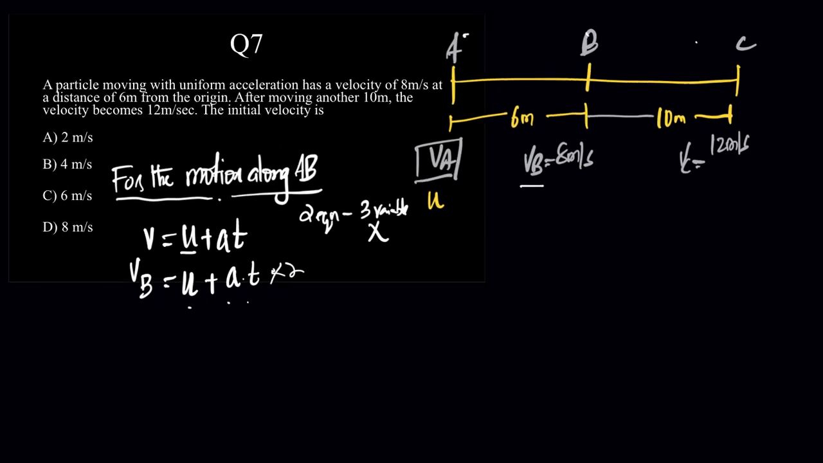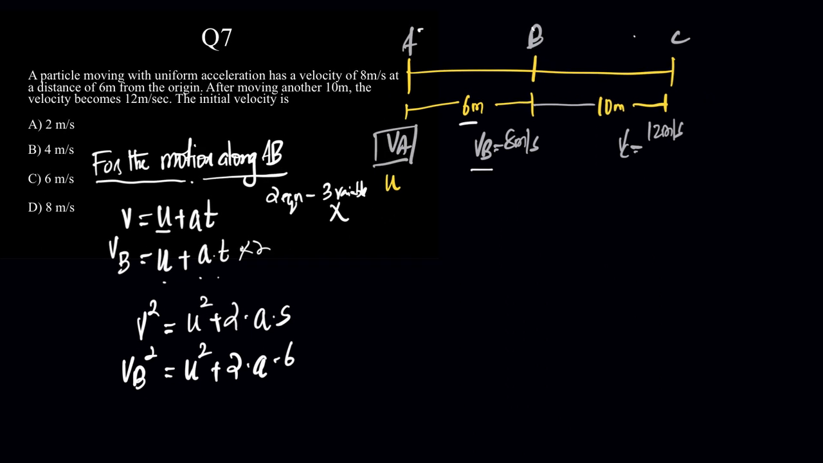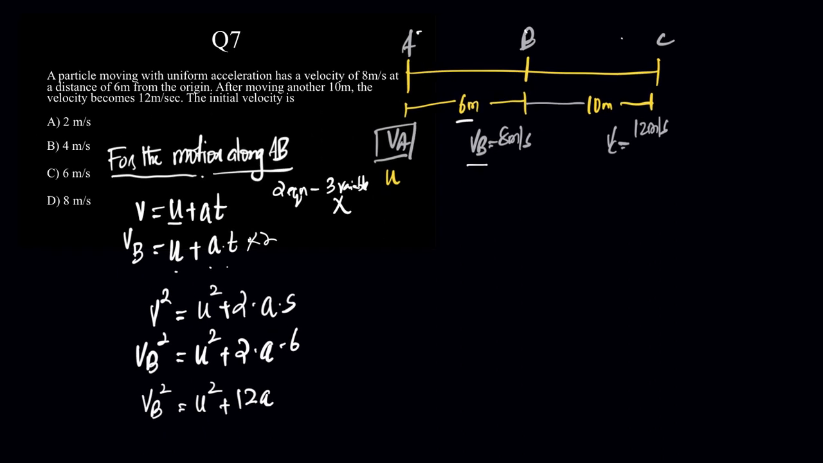Now, let's try choosing one more equation. So we have V square is equal to U square plus 2as. Even if by mistake you chose this equation while solving the question, it really doesn't matter. Now in this equation, V is VB, so VB square is equal to U square plus 2 into acceleration, which is unknown, but s we know because it is 6 meters. So we have one equation which says VB square is equal to U square plus 12a. And VB is given as 8, so 8 square is 64. So we have 64 is equal to U square plus 12a. That is marked as equation number 1.